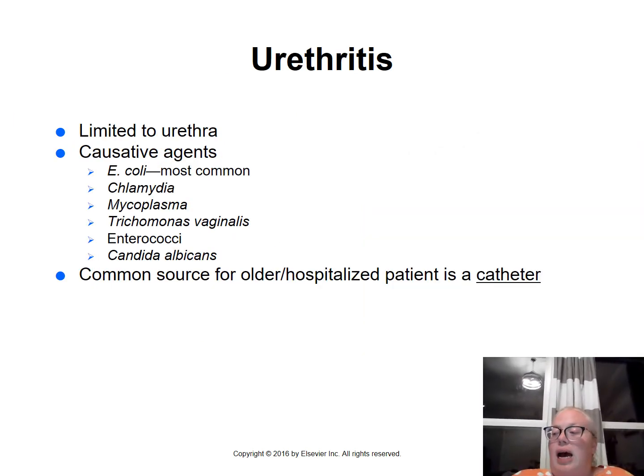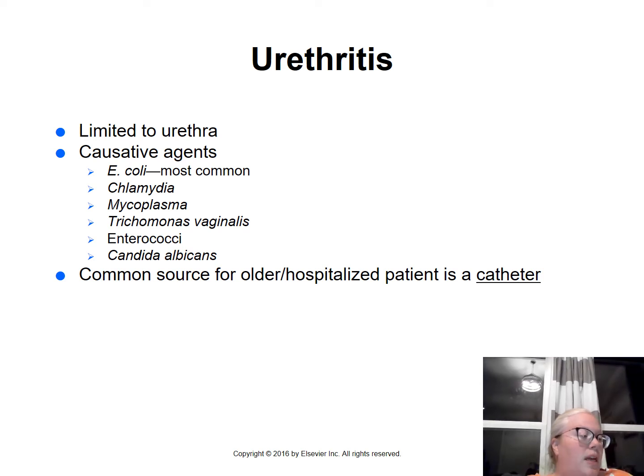Okay, a couple different types of infections of the urinary tract. First one is urethritis. This is limited to the urethra. Again, the urethra is much longer in men than in women. The most common causative agents would be E. coli, which is typically the most common, and then chlamydia, mycoplasma, trichomonas vaginalis, enterococci, and Candida albicans.